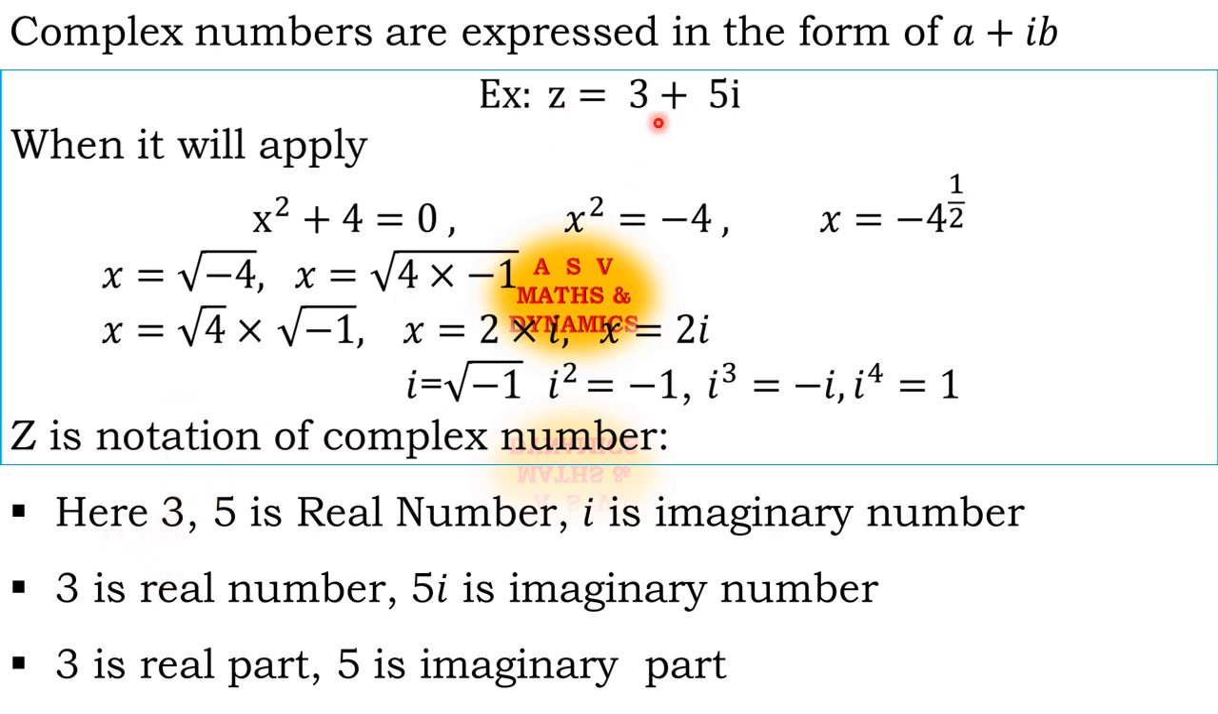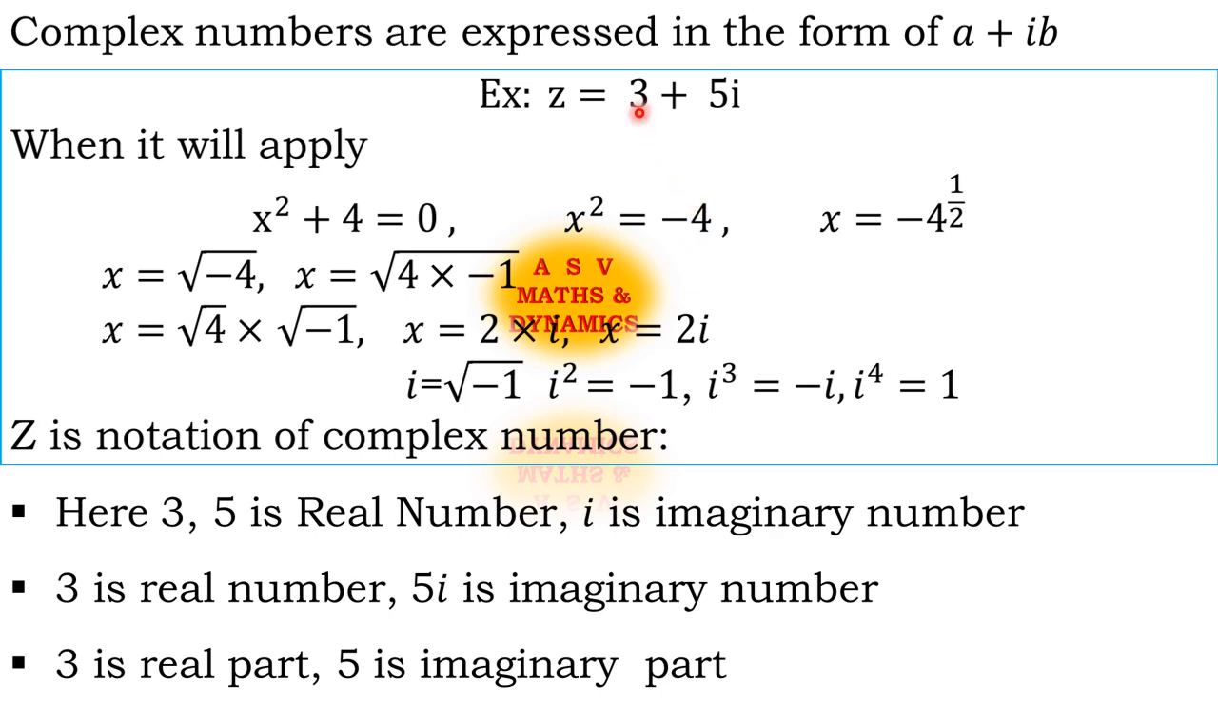In the particular example, 3 comma 5, if you tell both together, it is a complex number, but in it, i is an imaginary number. This is one. Another one: the 3, if you tell 3 separately, it is a real number, but in the 5i, i is the imaginary number. Please, you get the point.